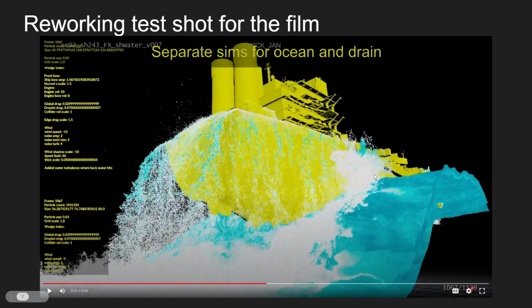So in this one, what I did is I had one simulation for the ocean surface, and one simulation for the water draining.